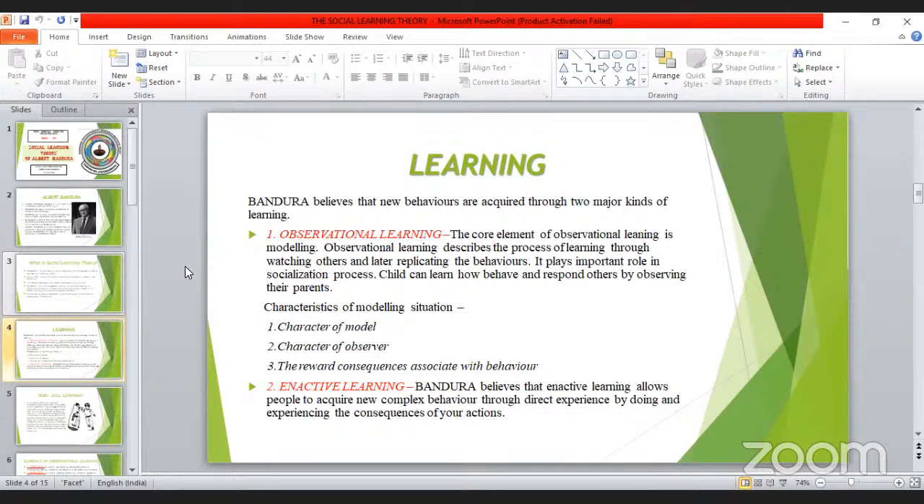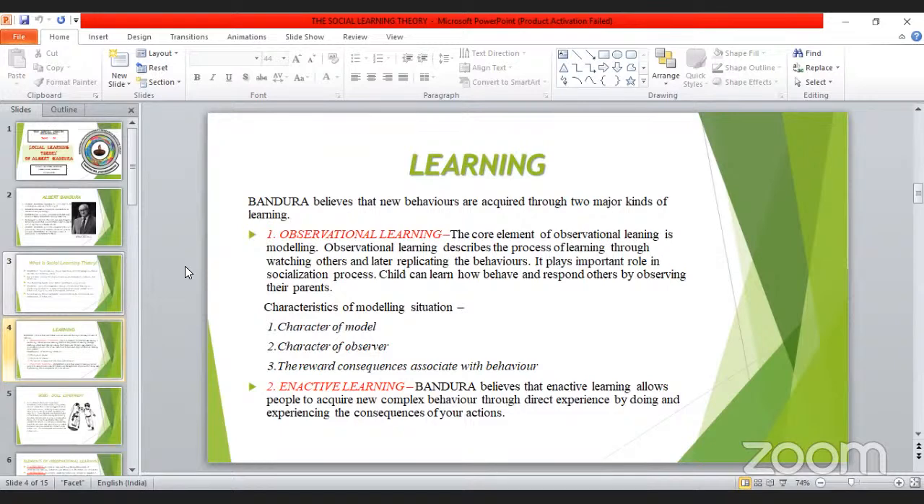And the reward consequence associated with behavior. If a model performs a behavior and he or she does not get any reward after performing the behavior, then the behavior will not affect me. I will not learn the behavior in my personal life. If showing aggression does not lead to the situation that I want, then I will not learn aggression in my life. I will not replicate the aggression, because it will not give the things that I want in my life.